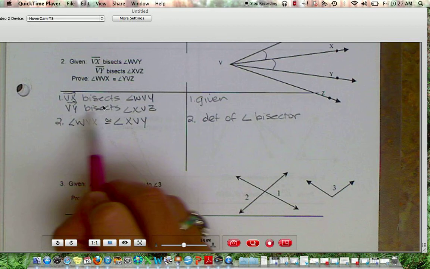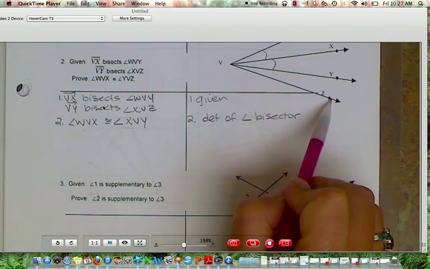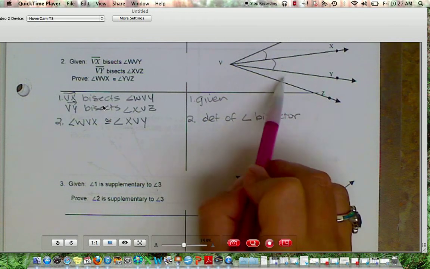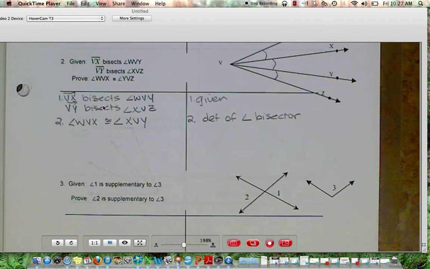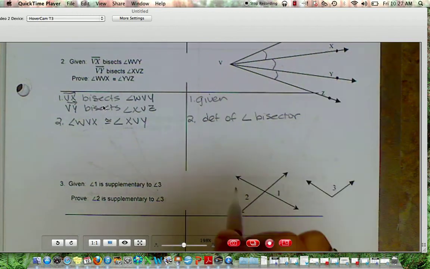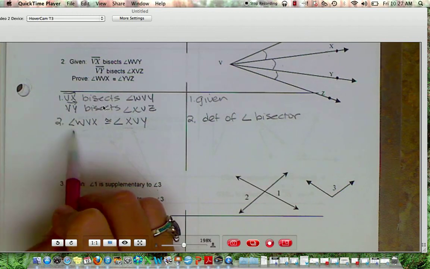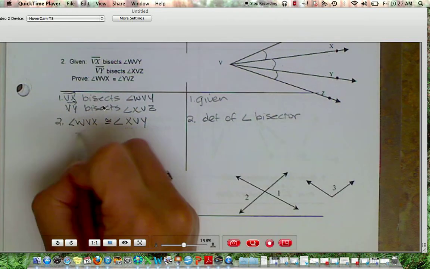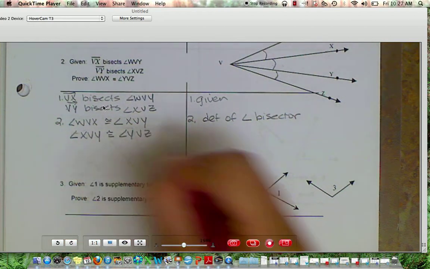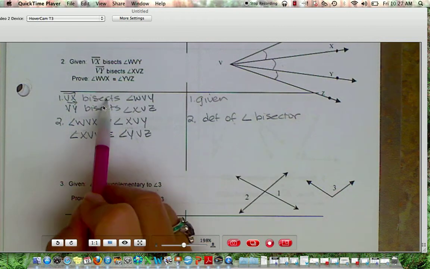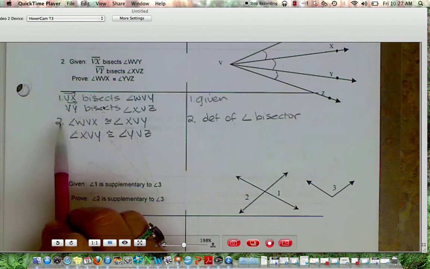Now we have another bisector, Vy. If Vy bisects XVZ, then again, these two angles have to be congruent. Now this one already has a single marking, so we'll mark this one with a matching single marking so that we know that they are congruent. And we will undo this wordy statement also in the same step to say that angle XVY is congruent to angle YVZ. It's the same reason because we're undoing the same word in the same way, so you can put it all in the same step.